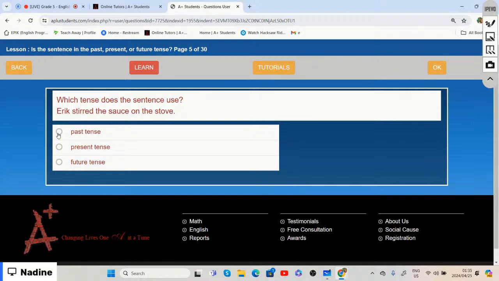All right, let's look at the last one. It says Eric stirred the sauce on the stove. Is that past, present, or future tense?